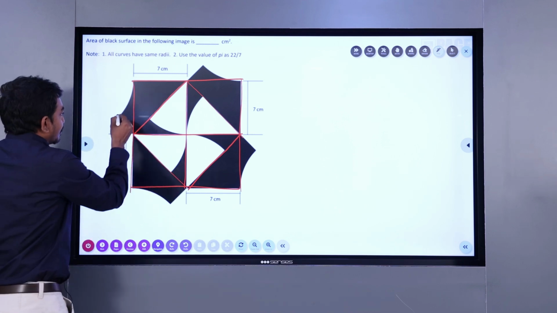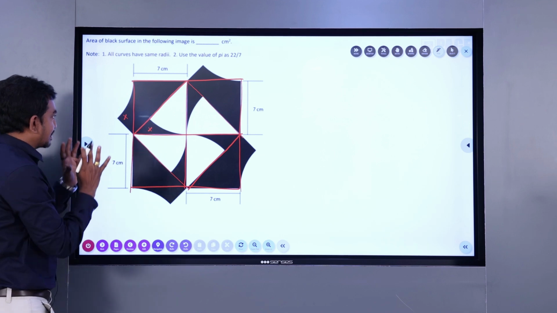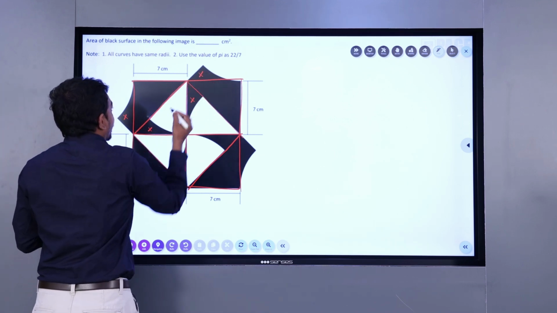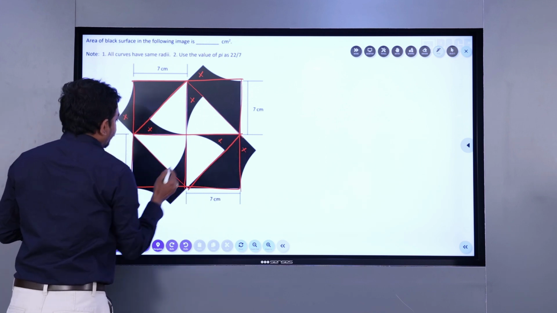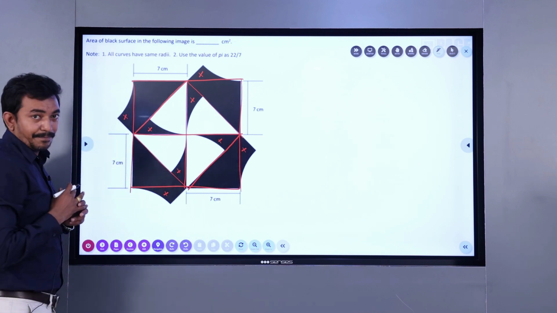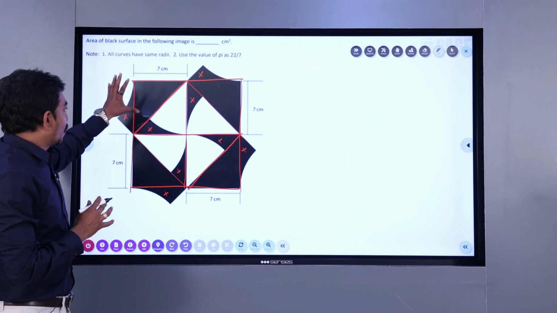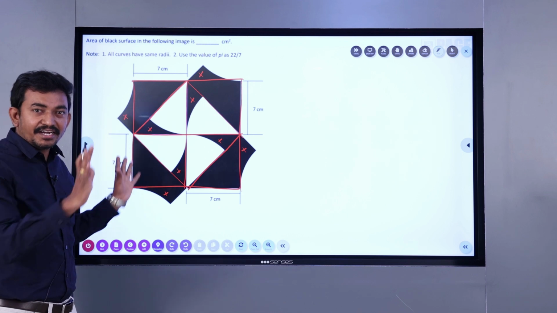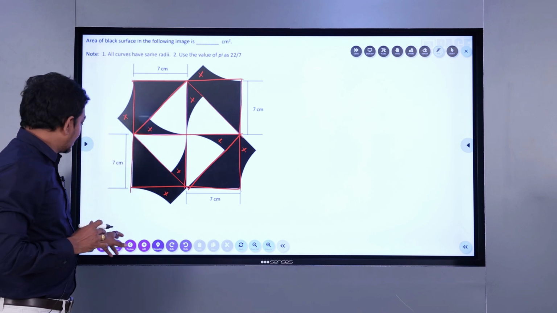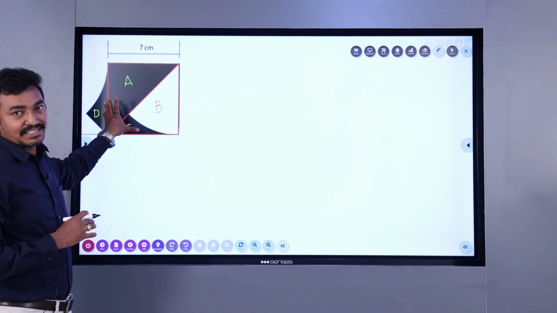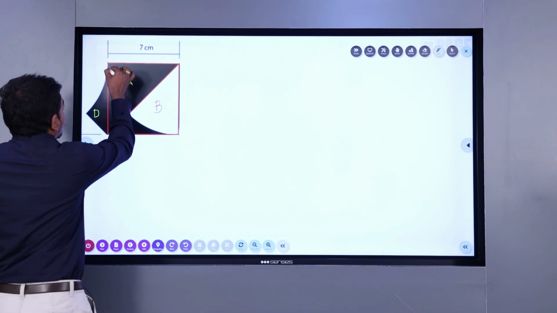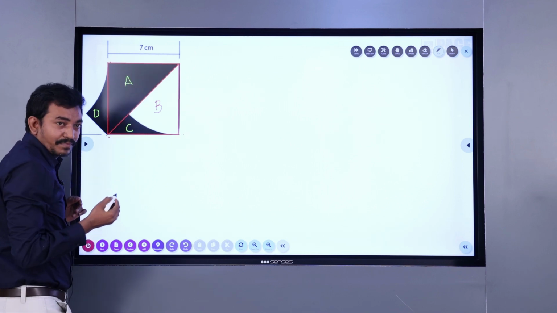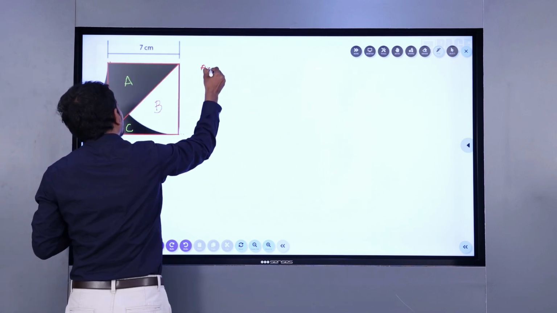Did you notice the area of this and this would be the same because they are symmetrical in nature and of course of the same size. Similarly, these two are the same, and these two are the same. If we take one such shape, then we can multiply by 4 to get the area of the black surface. So here I am taking one such shape, and if you observe, this forms a perfect square of side length 7.